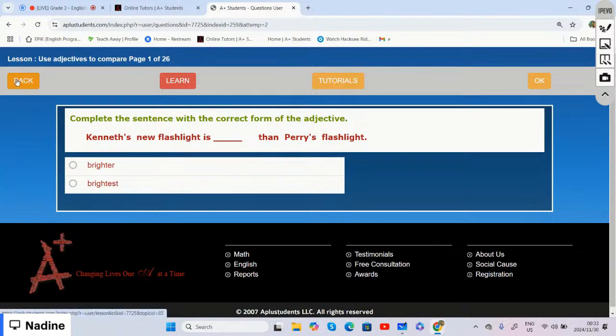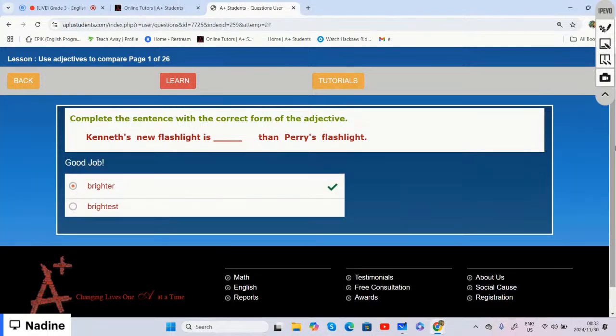All right. And if we were to choose the correct option, then yes, option one is correct. Because remember, we are comparing Kenneth's flashlight to Perry's flashlight. So we can say it is brighter, which is a comparative adjective. Well done.